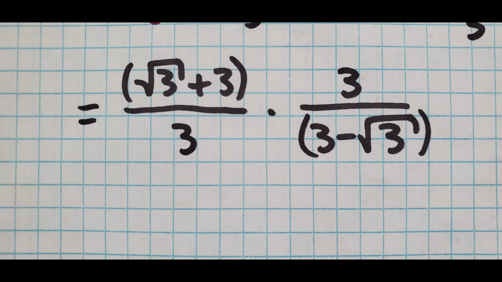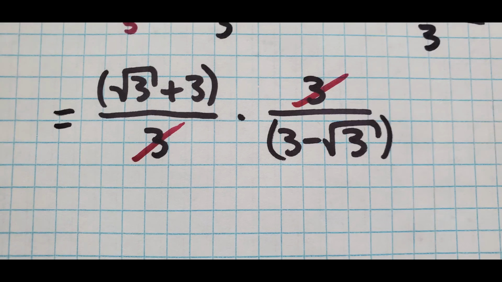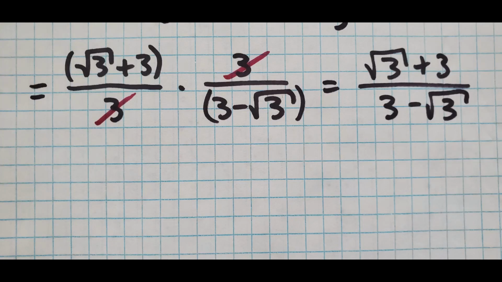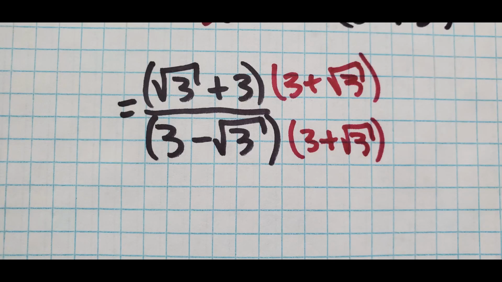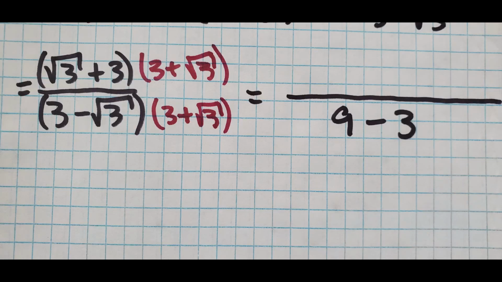Now the 3's are going to cancel off diagonally, and then we're going to end up with this. Now the only problem with this now is we have a radical on the bottom, so we're just going to multiply by the conjugate here of the bottom, so 3 plus the square root of 3. On the bottom, this is going to work out to be a real nice answer.